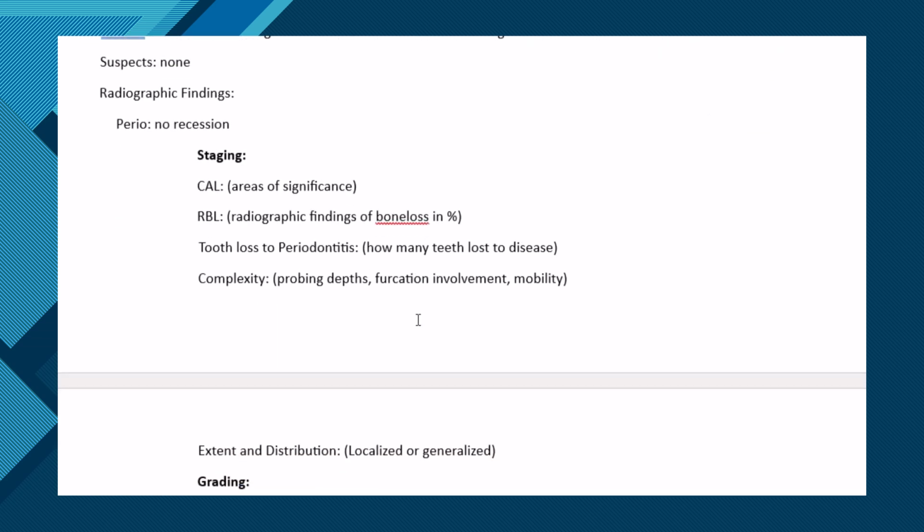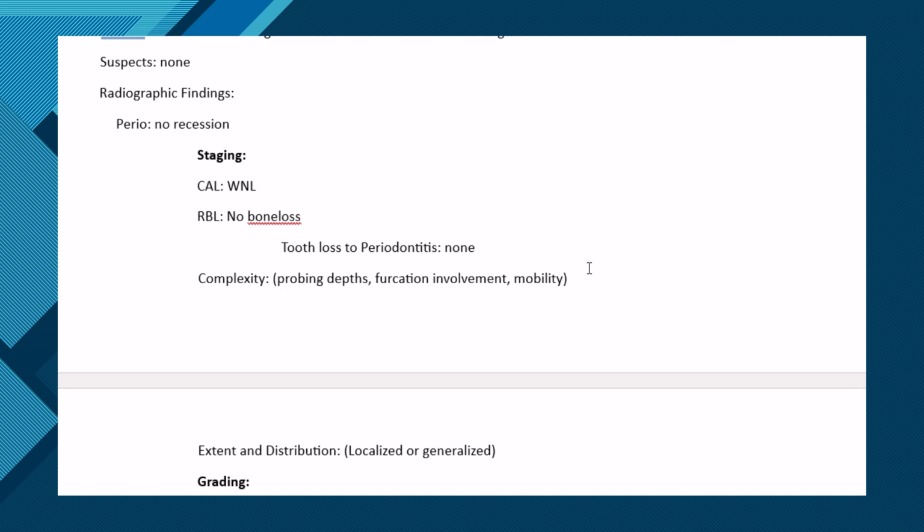Then we're going to go into the staging. CAL, remember, is clinical attachment level. I'm going to say within normal limits. Radiographic bone loss, I'm going to take a look at the x-rays. I'm going to say no bone loss. Patient has not lost any teeth to periodontology. My formatting is going to come off a little bit.